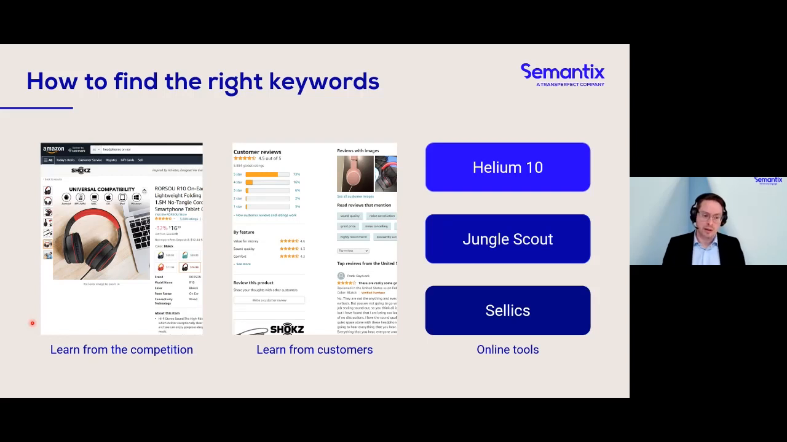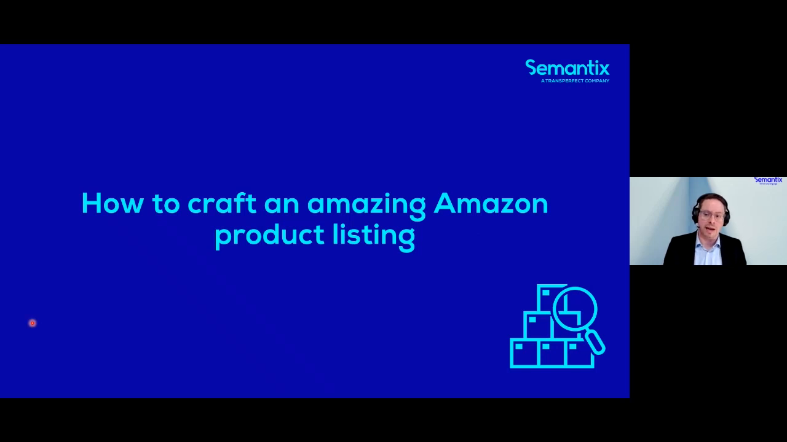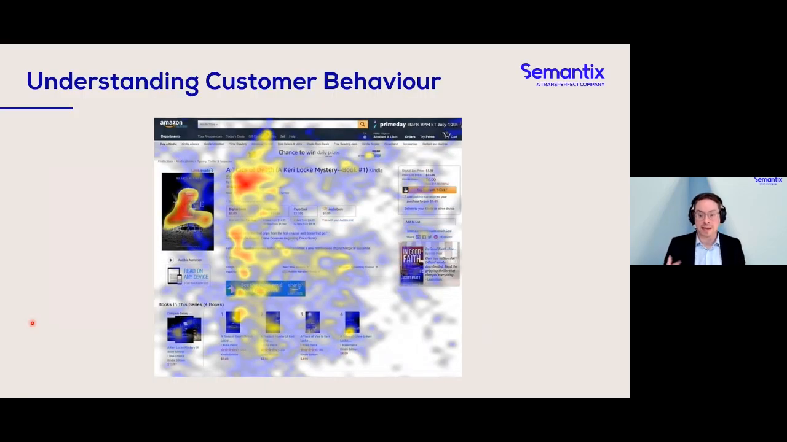So now that we have the right keywords in place, we're ready to take the next step with our product listing. But before we go into actually optimizing, we need to understand how customers are reacting to the content that's on Amazon. So what I'd like to do now is introduce you to a heat map. This heat map is for a book. It's not what would be known as a traditional product display page for other products on Amazon, but the idea still works. What you're seeing here is that customers are very interested in the key product visual, and they're also interested in the product title.